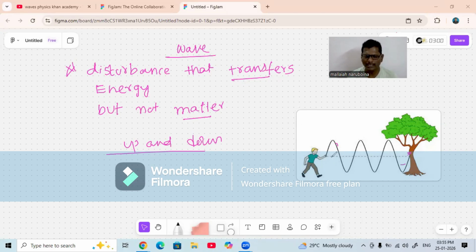He is moving his hand up and down. The disturbance is moving horizontally, along the rope. See here, the disturbance is moving along the x-axis, right? He is moving his hand along the y-axis, up and down like this. The wave is moving horizontally.